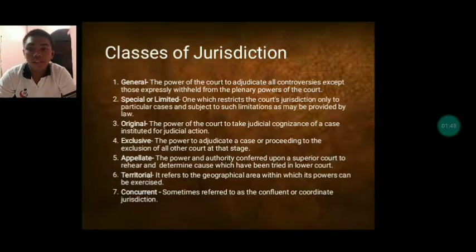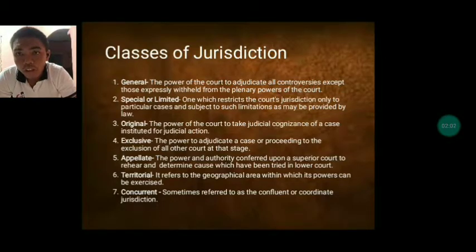Next is the exclusive. It is the power to adjudicate a case or proceeding to the exclusion of all other courts at that stage. Next is the appellate. It is the power and authority of a superior court to hear and determine causes that were tried in a lower court.